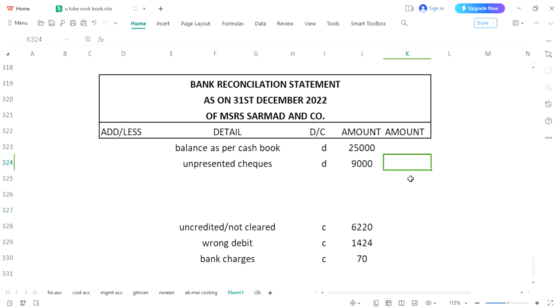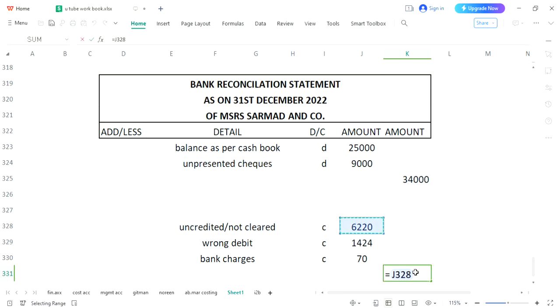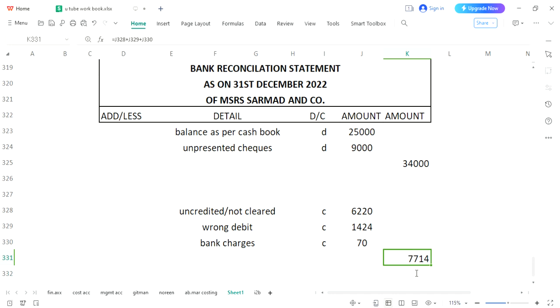What you will do, you will sum all debit items. And as you can see, there are two amounts, 25,000 and then you will add 9,000. So this is sum of debit side. And same you will be doing for credit side as well. Again, there are three amounts, 622 plus 14 plus 70. In this way, you have totaled the credit side as well.